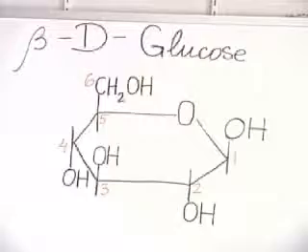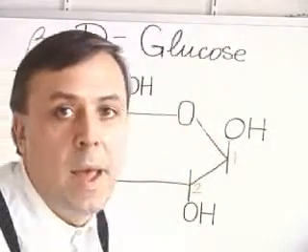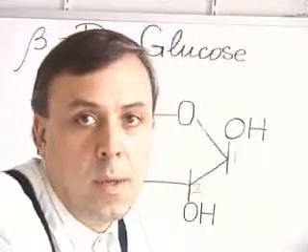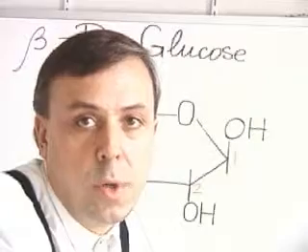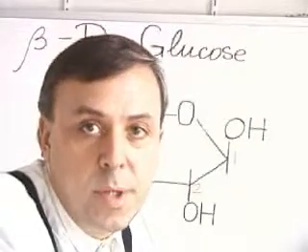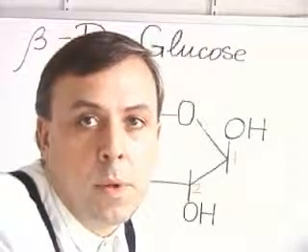The mirror image of this structure is called beta L-glucose. Substances in the L form of their stereoisomer rotate the plane of the polarized light in a direction opposite to the direction in which their D form rotates it.